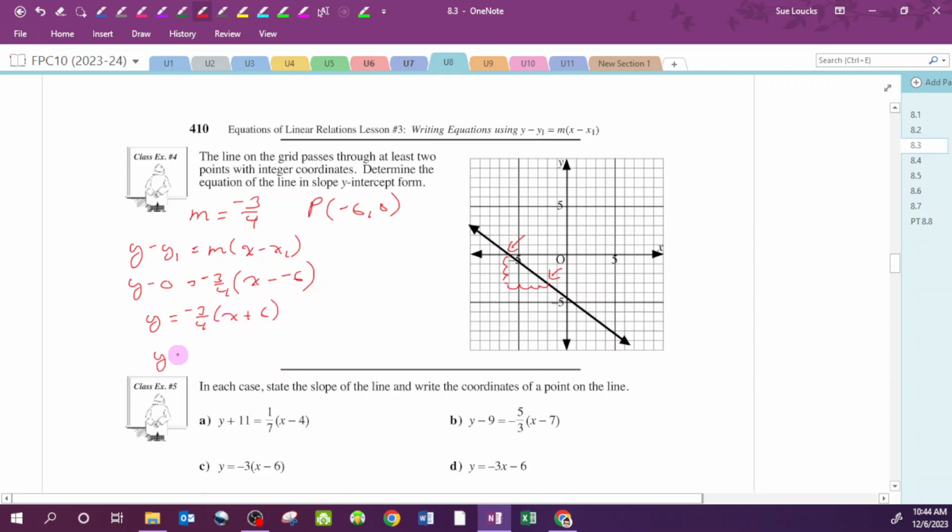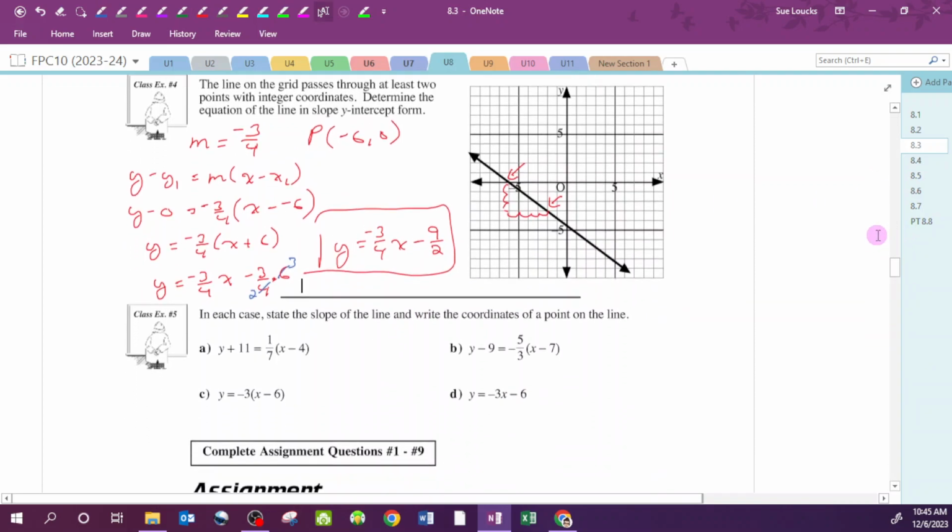So y equals negative 3 over 4x minus 3 over 4 times 6. And then I'm going to reduce this. If I divide that by 2, I get 2, and I divide that by 2, I get 3. So my equation is y equals negative 3 over 4x minus 9 over 2. Okay, does that make sense? 9 over 2, that's 4.5. Yeah, that looks like 4.5. There's my answer. Yahoo!